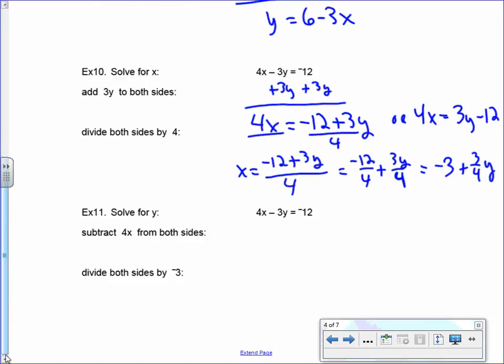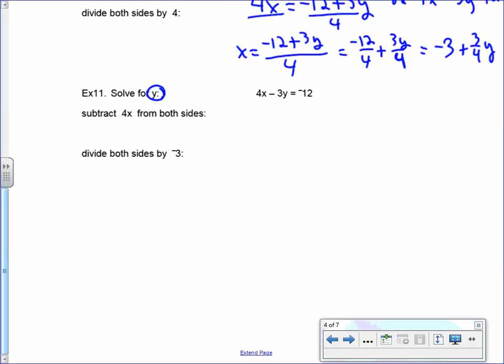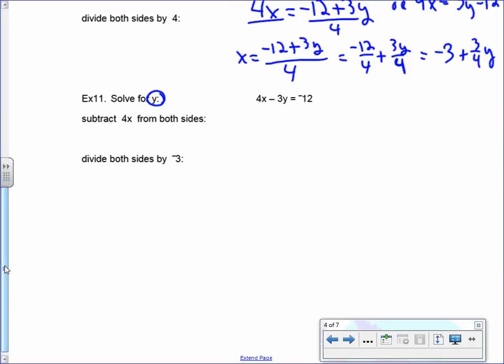Okay, so let's try this next one. We're almost done too. This next one: 4x minus 3y equals negative 12. What are we solving for? Always make sure you know what you're solving for. So what is it I'm trying to isolate? The y. So what is it I need to get rid of? I need to get rid of the 4x, and I need to get rid of that divided by 3 at the end. Which one do I get rid of first?